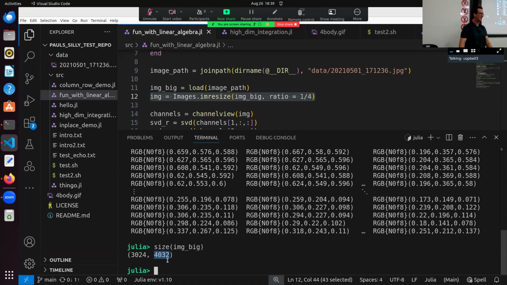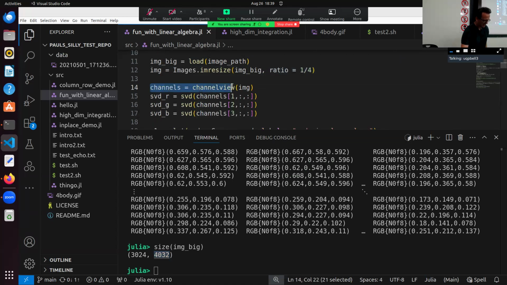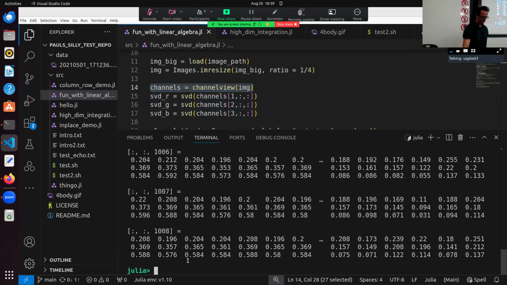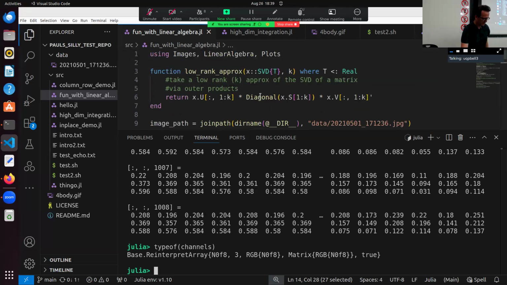I sort of said something about fast Fourier transforms before, but we're going to do a dumber version of that. So I'm going to cut the color channels out. I'm using the images package, channel view, and so on, just so you can see what I'm doing. I'm making a bunch of matrices, one for each color channel. What I'm going to do here is this thing called a low rank approximation.